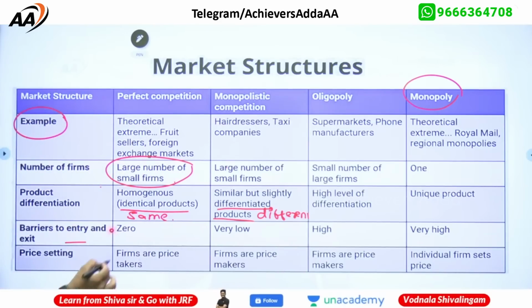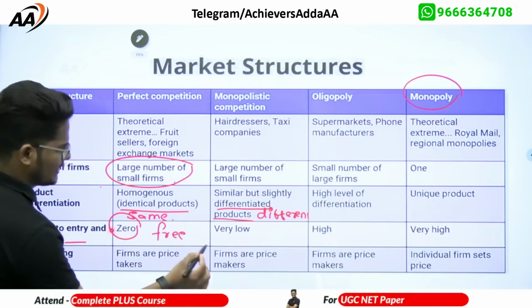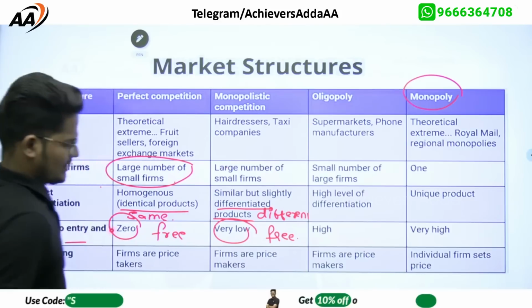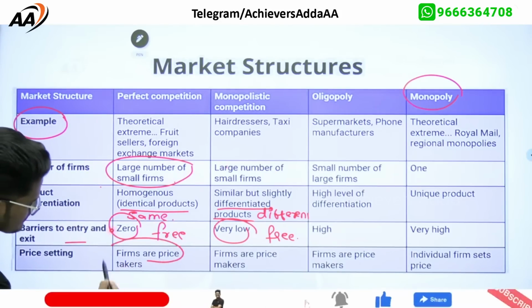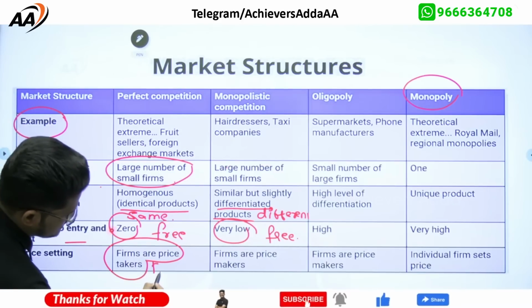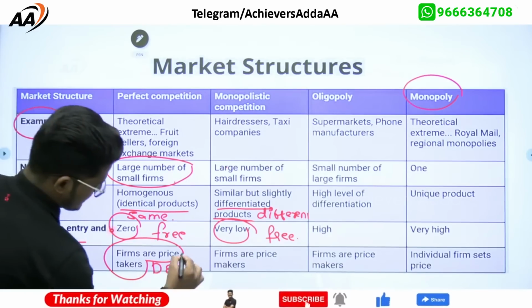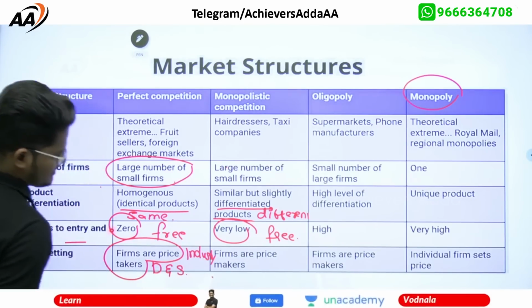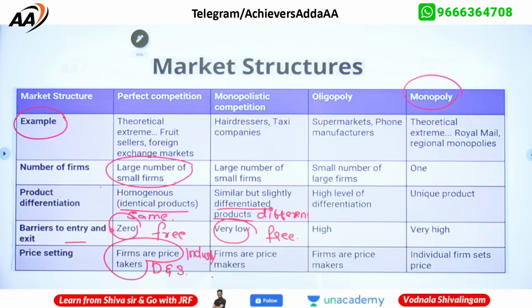Right. So here entry and exit is free, and here also almost free entry, free exit. Even though very low, it is free entry, free exit. Here firms are price takers because demand and supply will determine the prices. Industry is a price maker. Market is a price maker. Demand and supply are the price makers. These perfect competition firms are just price takers only.